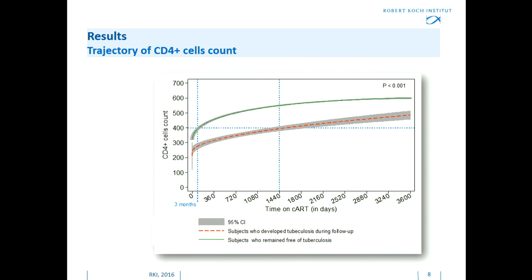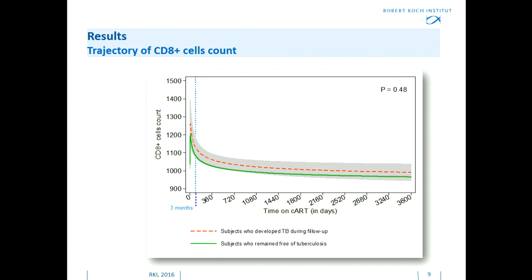Here we look at the trajectory of CD4 cell count. As you see here, this is the group of patients who remained free from tuberculosis, and this is the group who developed tuberculosis during follow-up. After 3 months of antiretroviral therapy initiation, patients who remain free from tuberculosis rapidly reach a CD4 cell count of 400, which we call the protective threshold. For the same CD4 level, the patients who developed tuberculosis need almost 4 years. During this period, about 70% of TB cases occur.